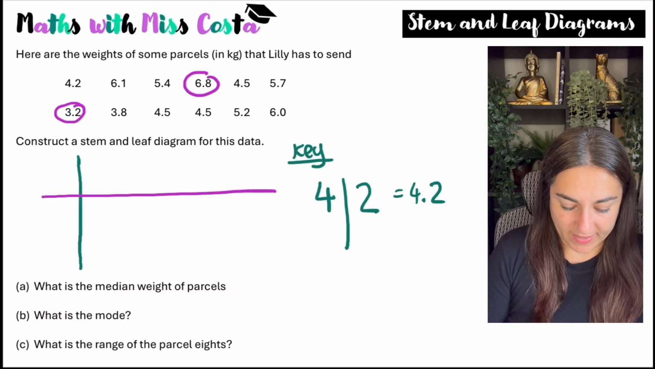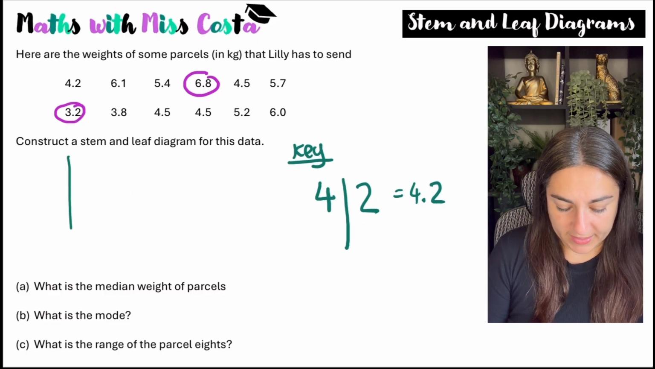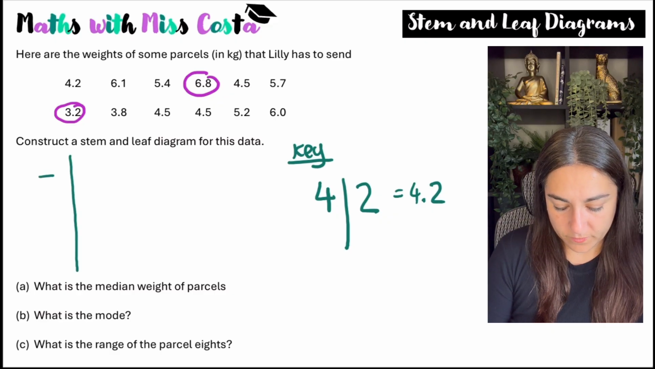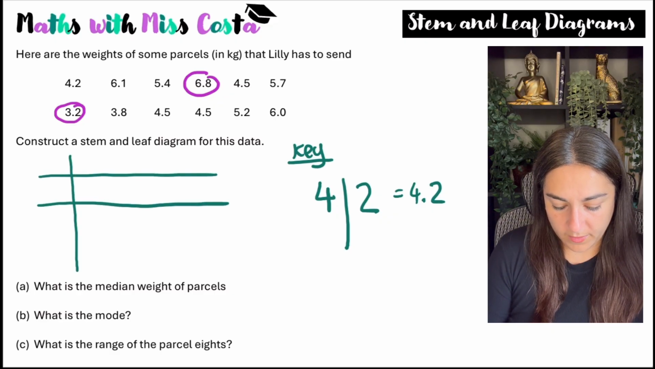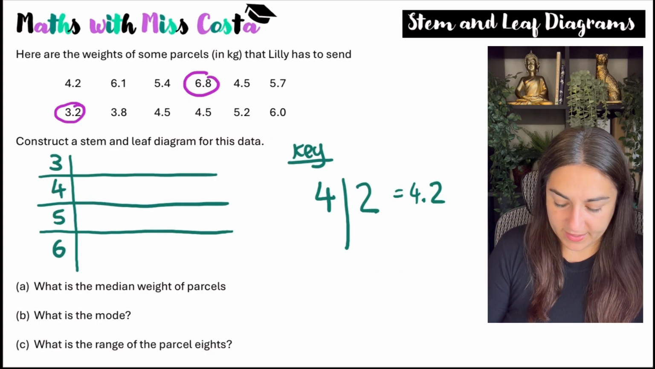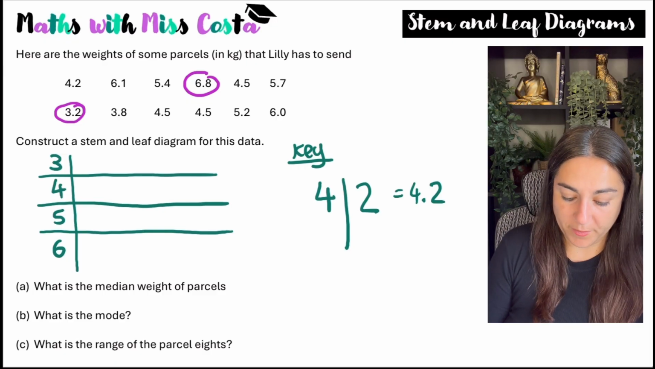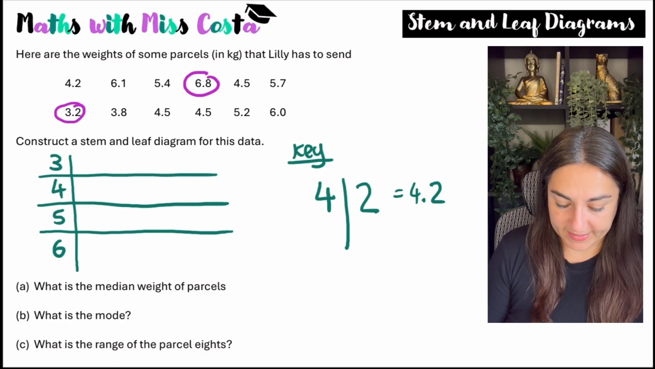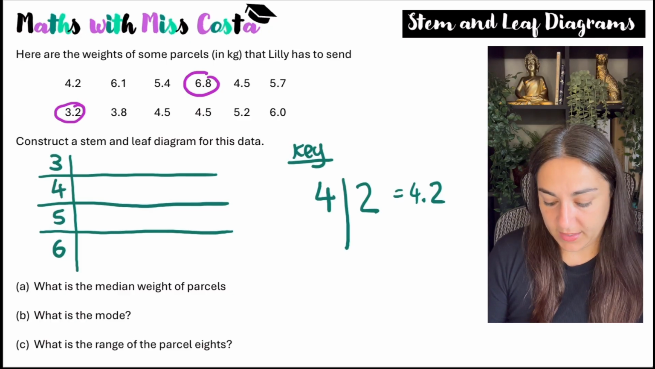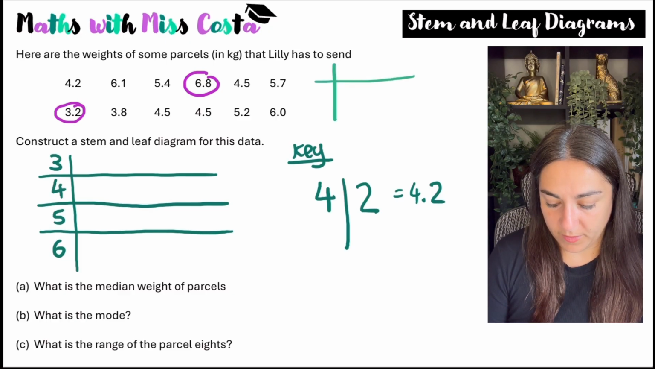So maybe I've made that too small. Let's try again. I'm going to need to start with 3, 4, 5, 6. So 3, 4, 5, 6. And I don't think I have any larger data than that. Okay, so what I'm doing is separating my data like this. Now you might want to just do a rough stem and leaf diagram. So I'm just going to do a rough one because it always helps before you organize it.